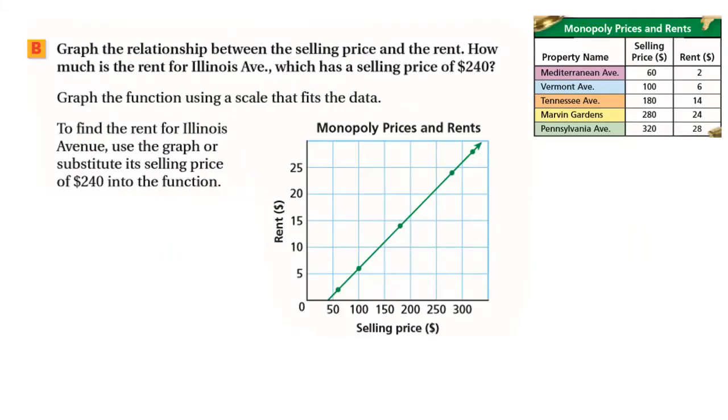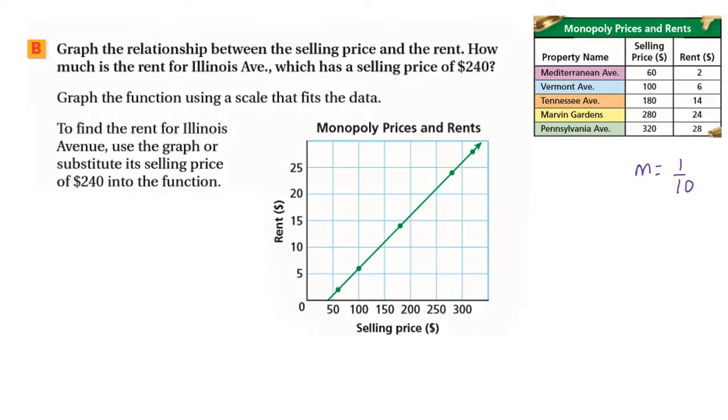Alrighty, here's another one using the same situation. We already discovered that the slope m is equal to 1/10, so we're a step ahead on that. We don't need to do that. The question says, graph the relationship between the selling price and the rent. How much is the rent for Illinois Avenue, which is selling for a price of $240?